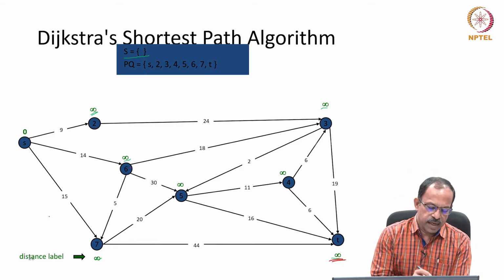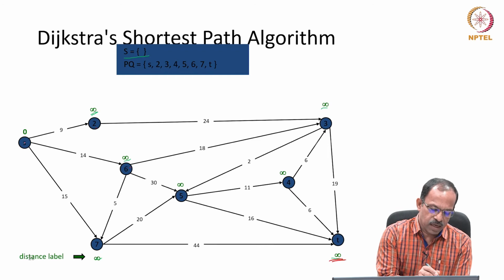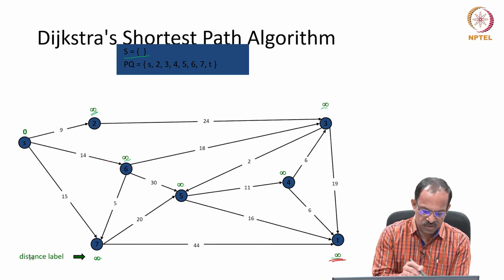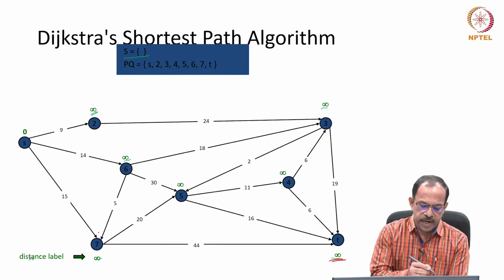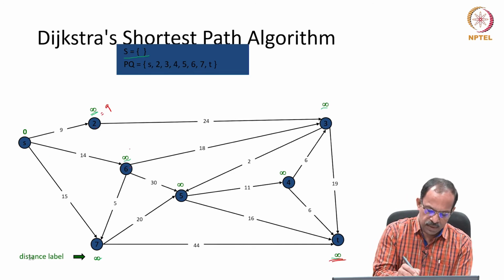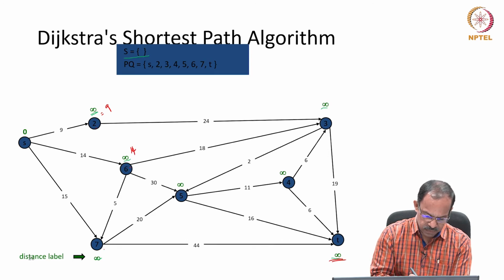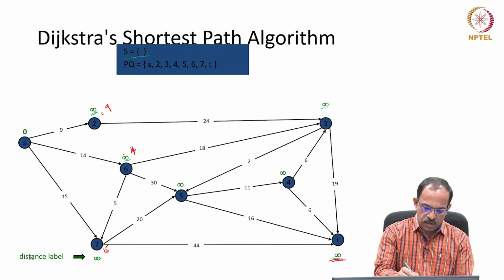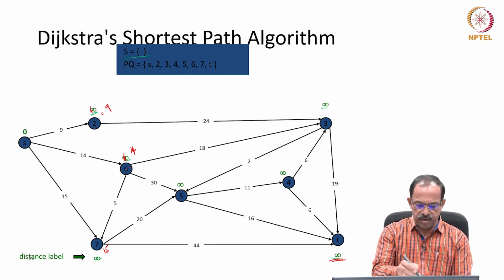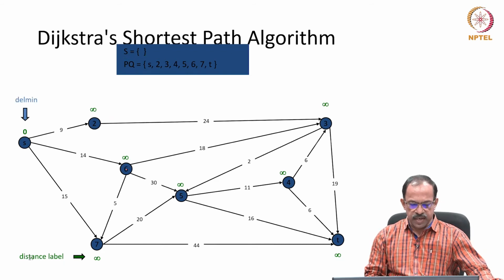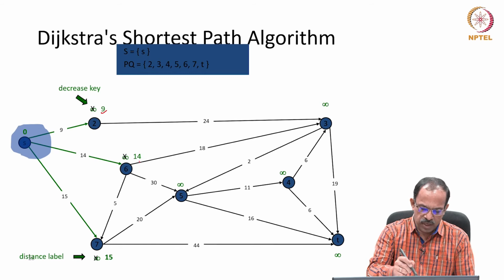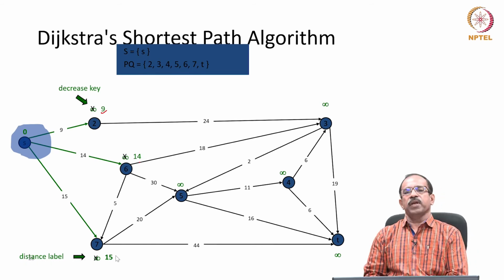Okay. And then it will find out what will be the cost of travel from S to 2, S to 6 and S to 7. It will write this cost as 9, 14 and 15. So, instead of infinity it will put the new costs as 9, 14 and 15. So, that is the next stage.